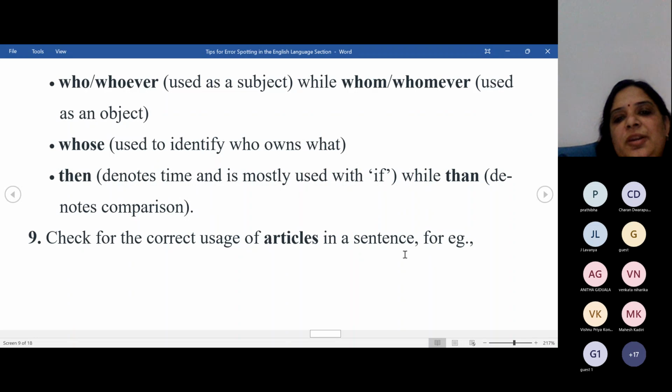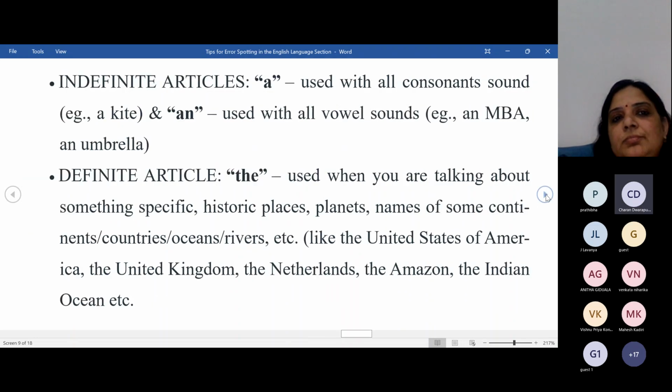And again, check for the correct usage of articles. Articles, very important. Indefinite articles: A is used with all the consonant sounds, an is used with all the vowel sounds, okay? And the definite article, the, is used when you are talking about something specific, like historic places, planets, names of the continents, countries, oceans, rivers. You never say the America, okay? You say the United States of America.